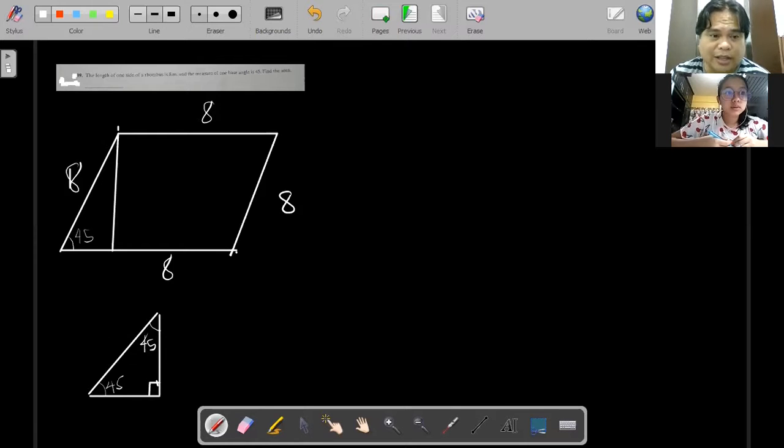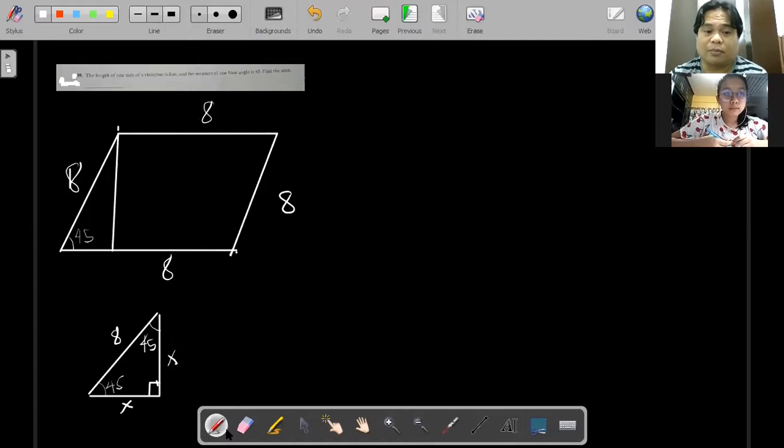So if this is 8, definitely we don't know this one, right? So we will just call this one x. Agree? And we will also call this one another x. It's the same, right? Because we have an isosceles right triangle, and for it to be called an isosceles right triangle, the other two smaller sides should be equal.